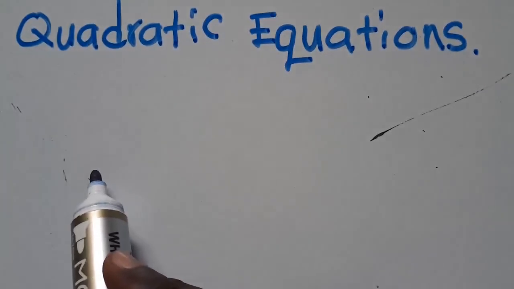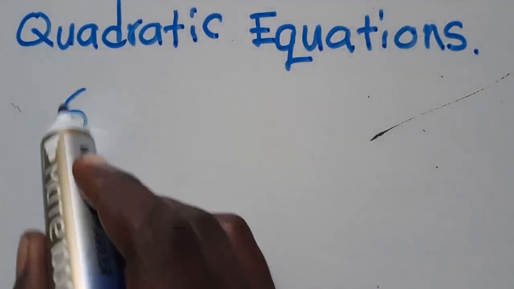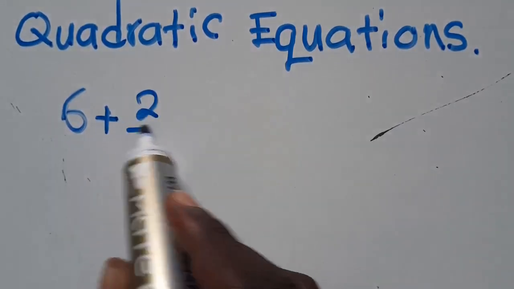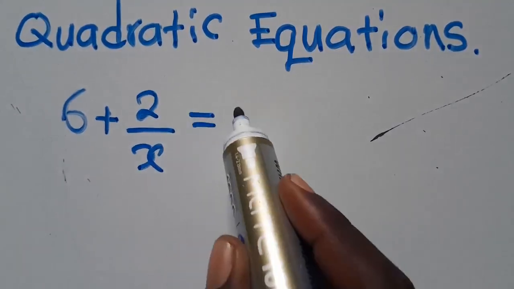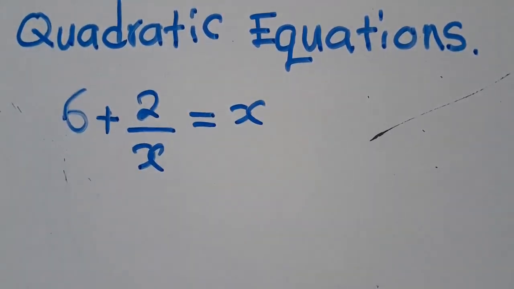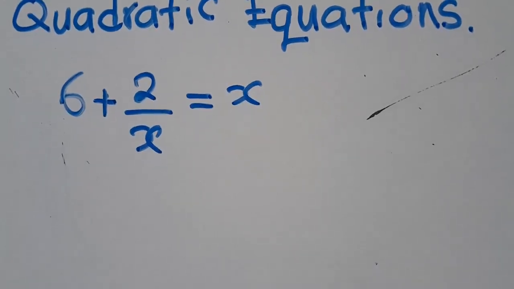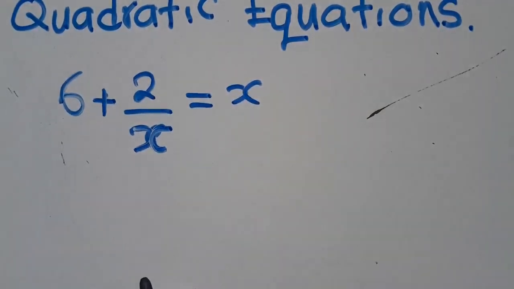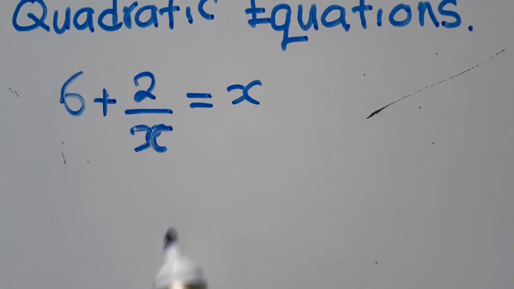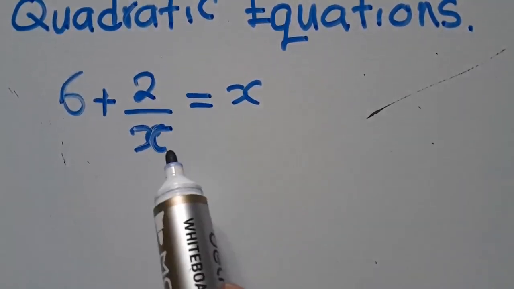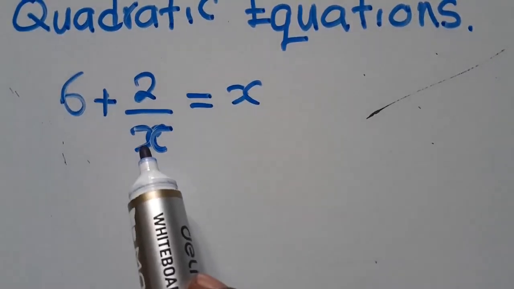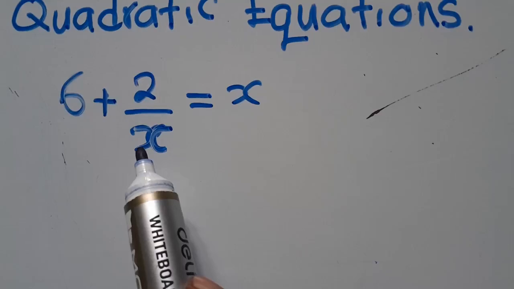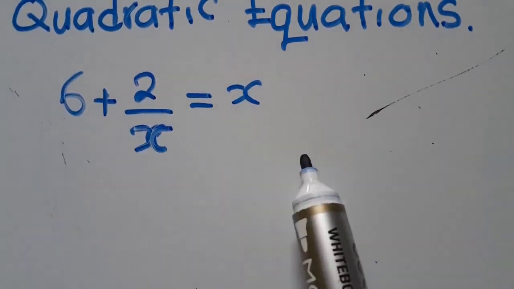The first question that I gave you was like this: 6 plus 2 over x is equal to x. I told you to solve this quadratic equation. How can you solve it? I said that whenever you see a fraction, to cancel the fraction you need to multiply throughout by the thing which is down here. What is down here? This is x. Meaning, we are going to multiply by x throughout the whole equation.